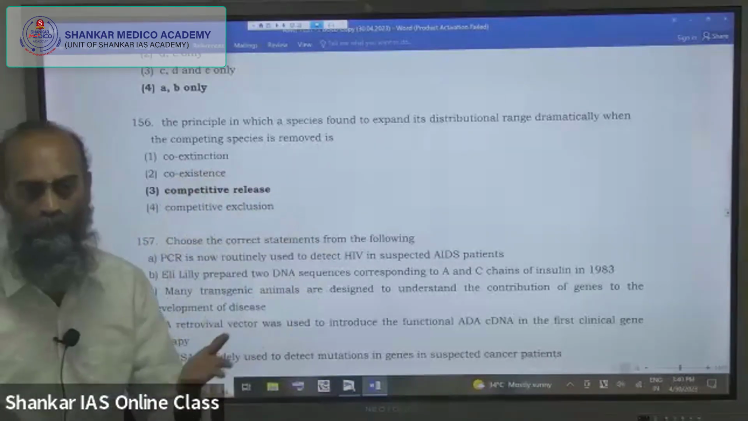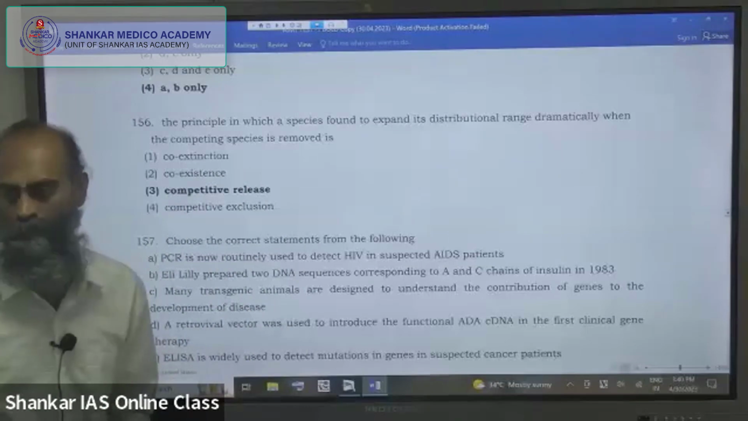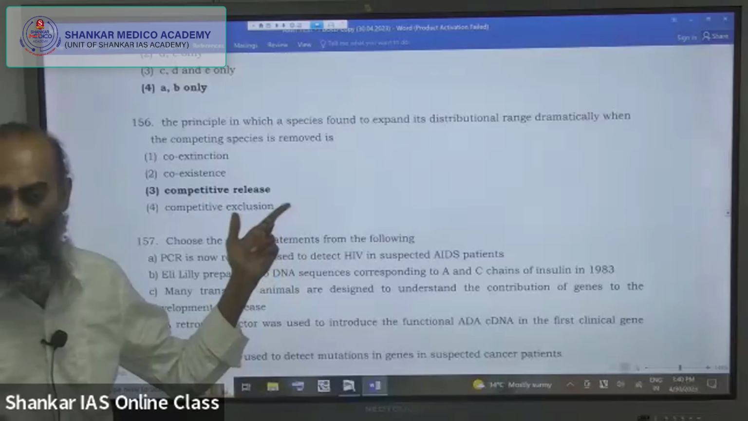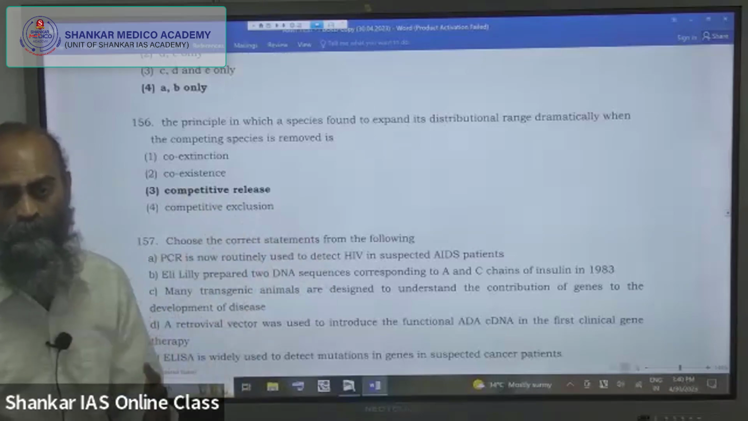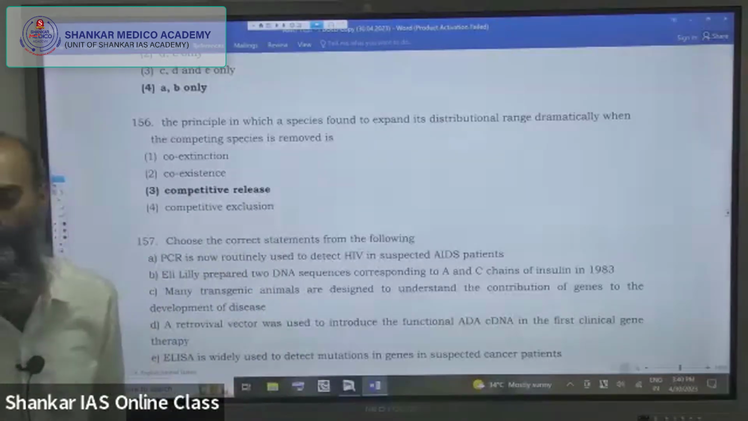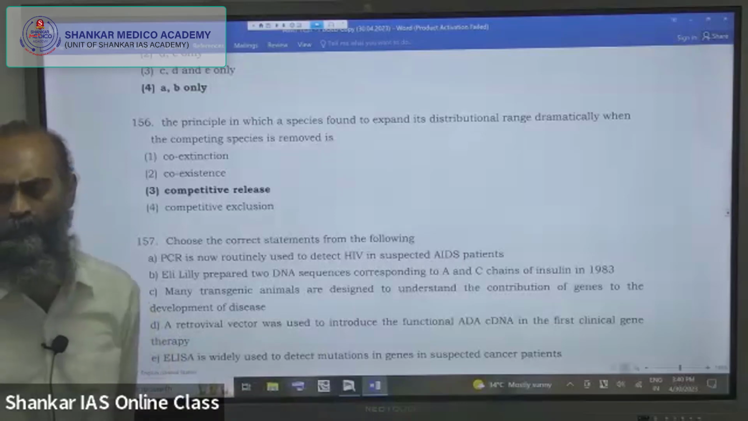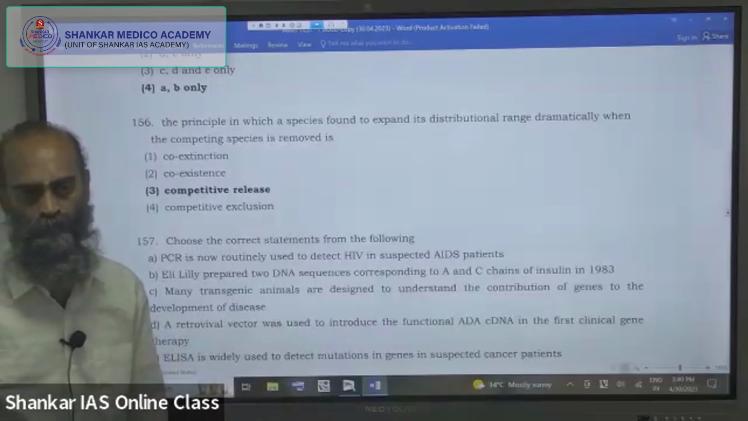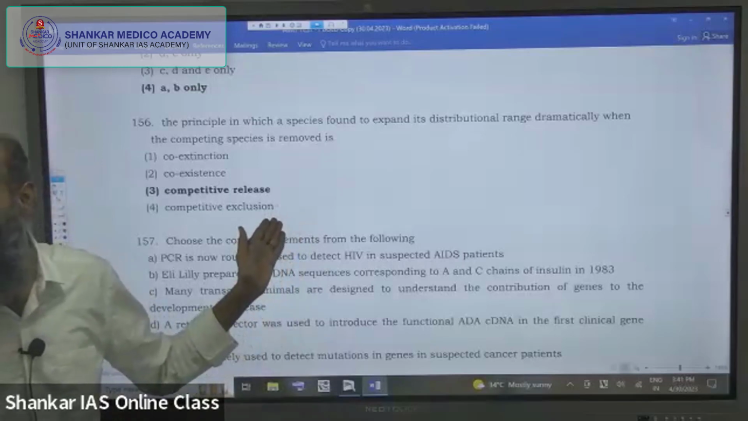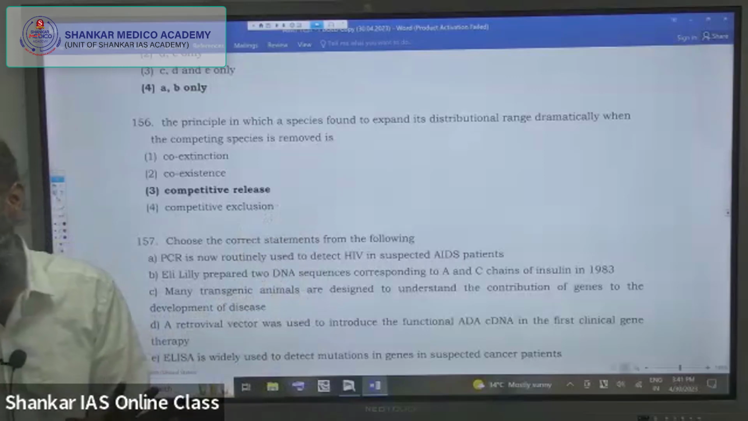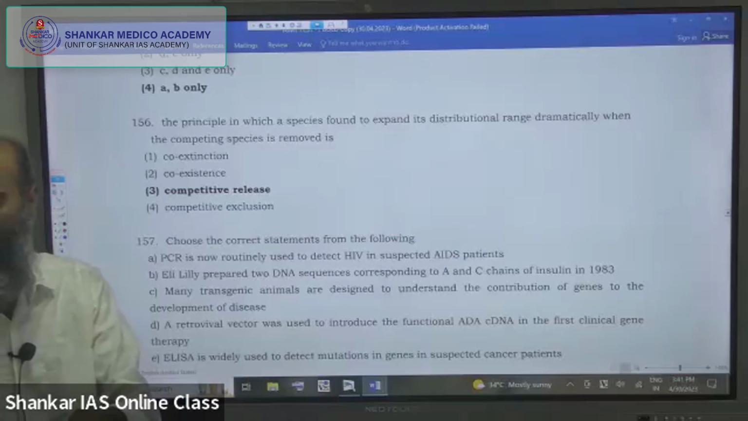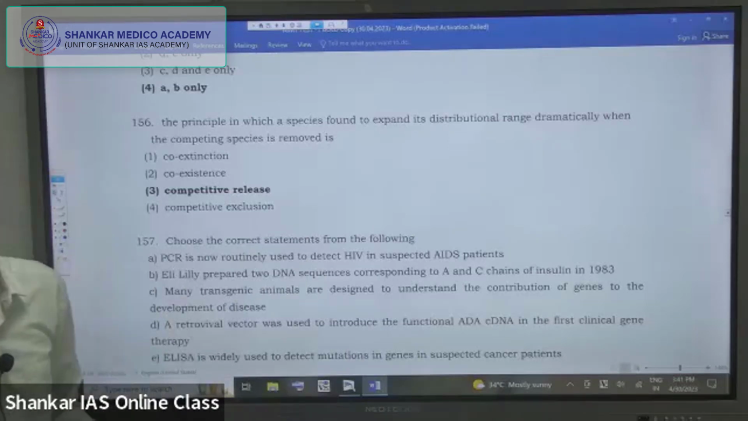That states that two closely related animals cannot stay together continuously. Here, when the superior one is experimentally removed, the inferior one is going to spread, it is going to release, meaning it is going to increase its distributional area. What is the correlation over here? They are closely related over here. First thing is they are closely related and they are occupying the common space. So therefore, competitive release comes under the Gause's exclusion principle.